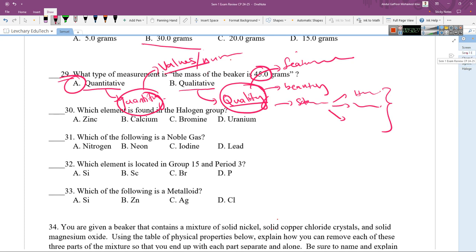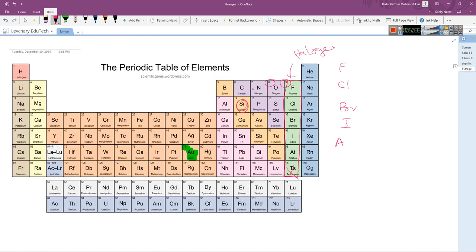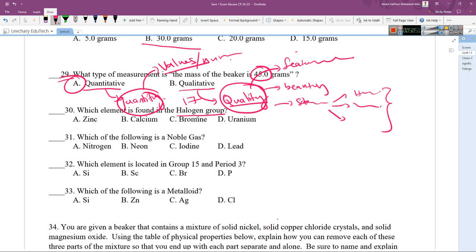So which element is found in the halogen group? Group 17 elements, right? You can see here, first, second, third, fourth, and this is called 17, and this is the 18th group. We will study the classification of the periodic table later. So the answer is bromine. And now the 31st one. Let me look at my periodic table.